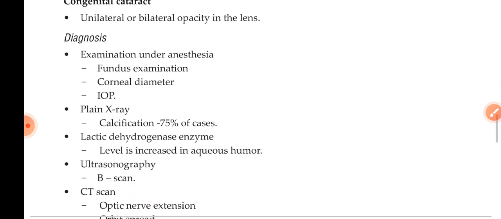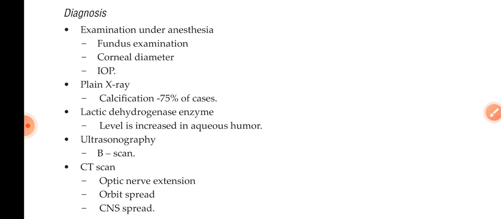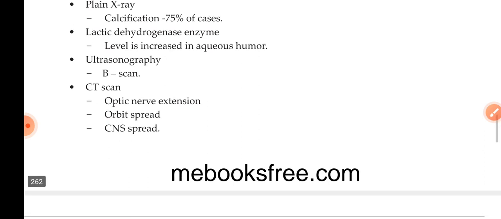Now coming to the diagnosis of retinoblastoma. First, why do we need the diagnosis? Okay, it also helps in differentiating other differential diagnoses. Okay, examination under anesthesia, we will do fundus examination, then we will measure corneal diameter and intraocular pressure. Okay, we will take plain X-ray, calcification is seen in 75% of the cases. Next, we will do lactic dehydrogenase enzyme. Level is increased in aqueous humor in tumor. Okay. Ultrasonography B scan, we can see a very beautiful tumor. Next, CT scan, optic nerve extension, orbital spread, and CNS spread. Okay, these are the complications.